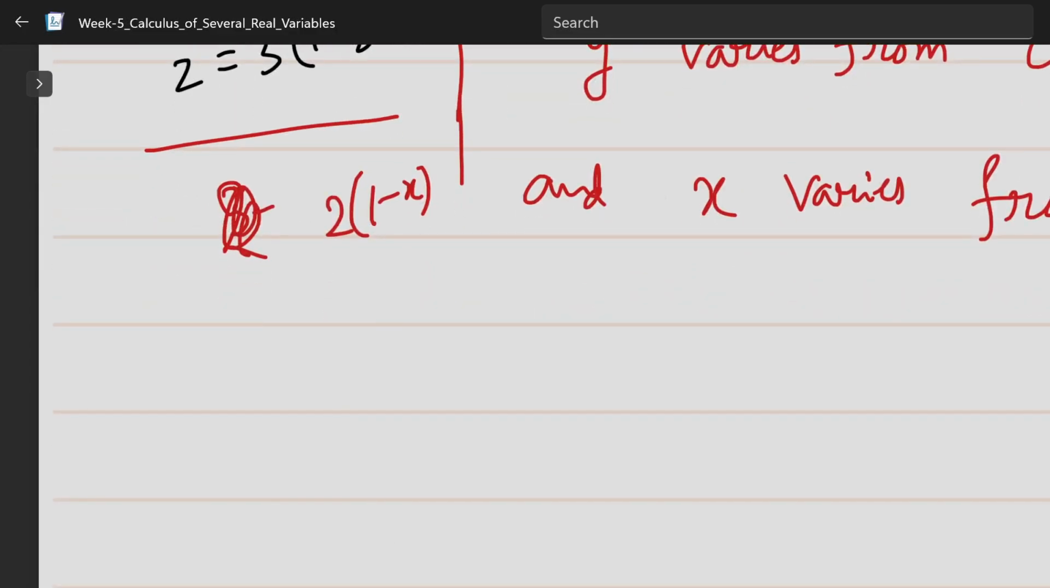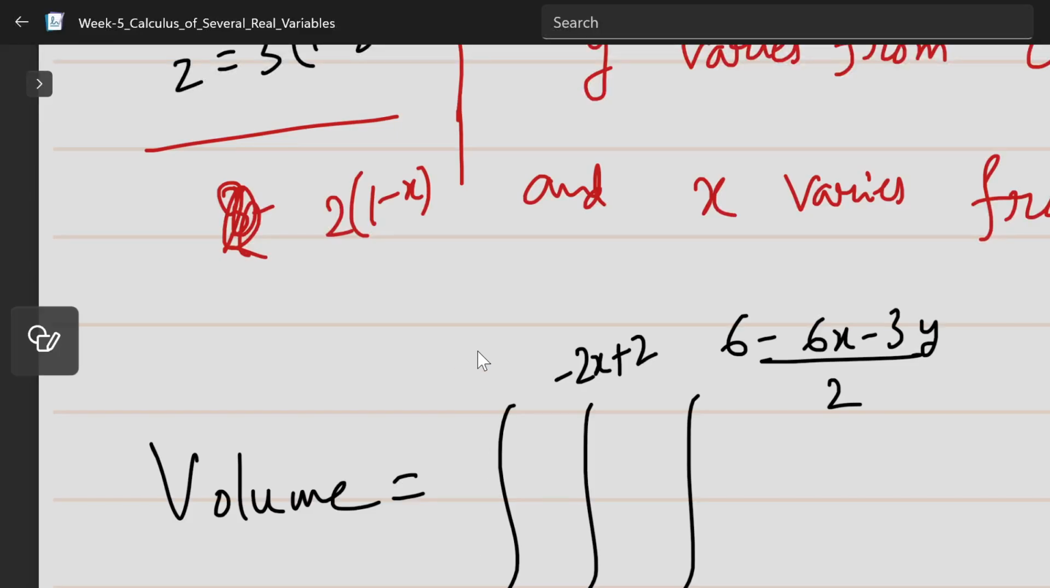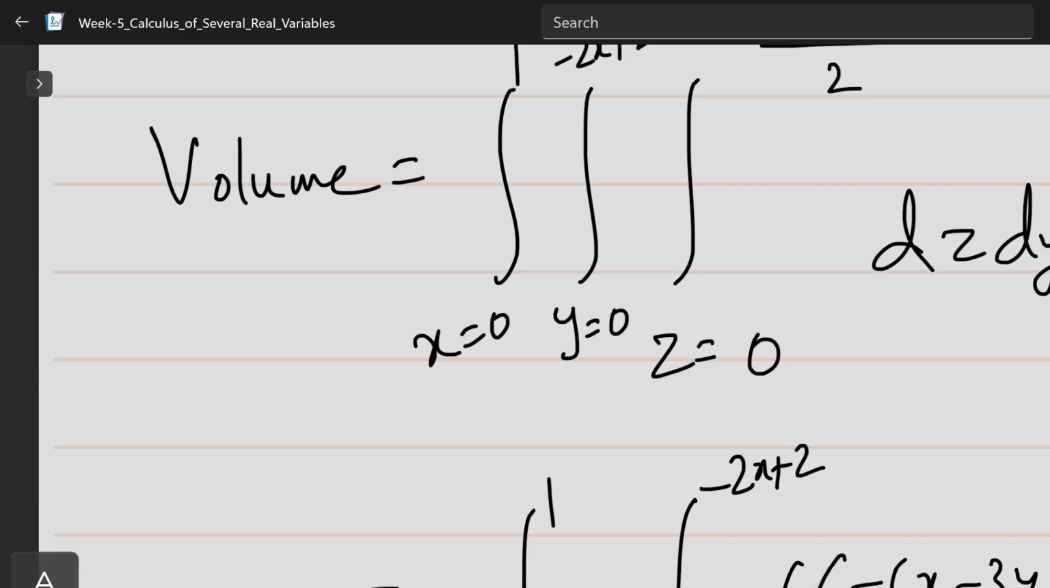So what is the result, the answer volume? It is the triple integral with z from 0 to 6 minus 6x minus 3y by 2, y varying from 0 to minus 2x plus 2, and x varying from 0 to 1, dz dy dx. This is the volume formula. So just integrate, no need to change anything. The integral is from 0 to minus 2x plus 2, x from 0 to 1, of 6 minus 6x minus 3y by 2 dy dx.